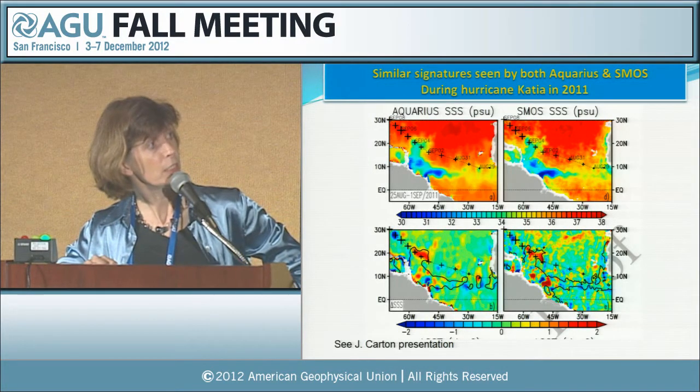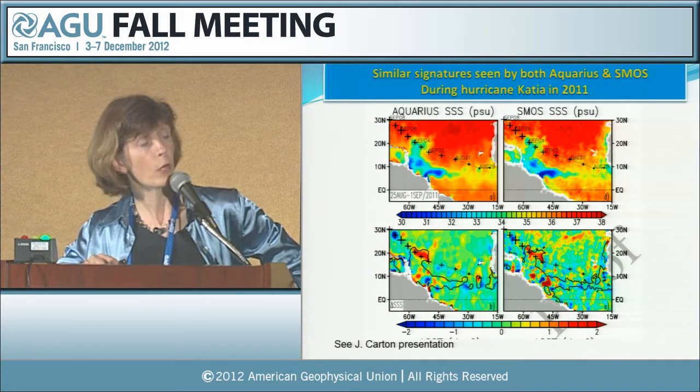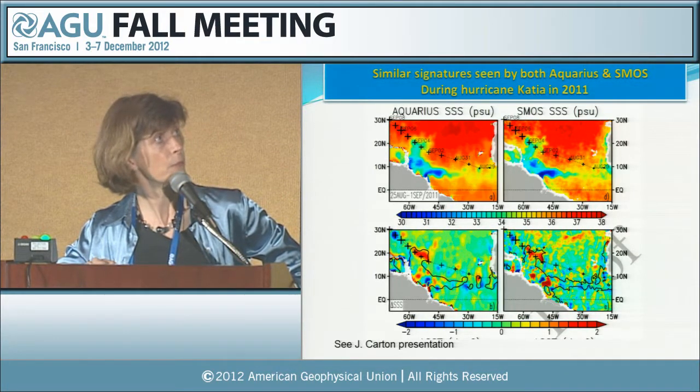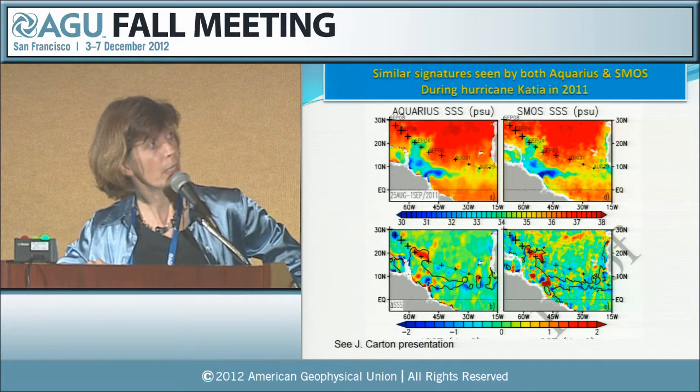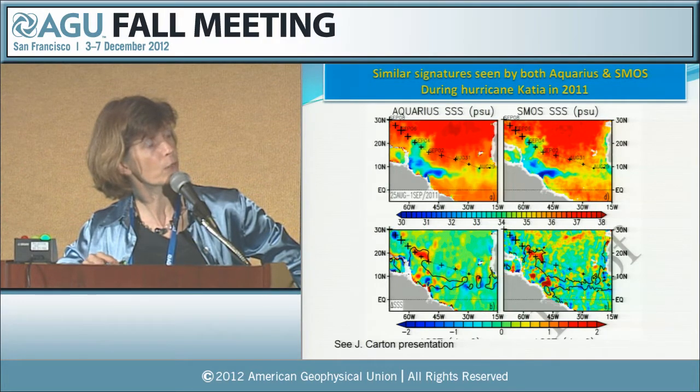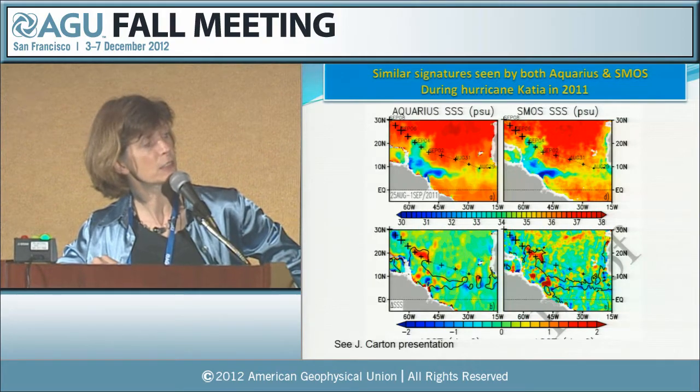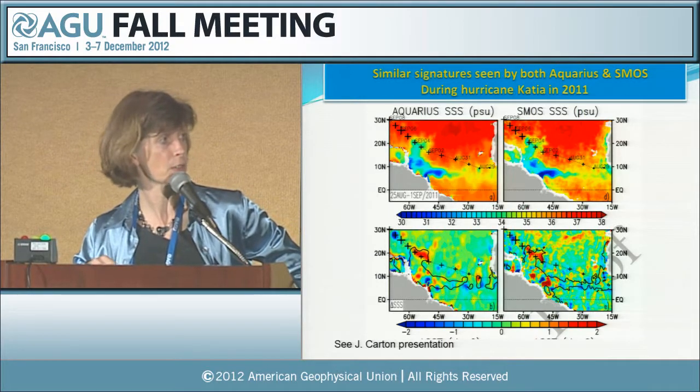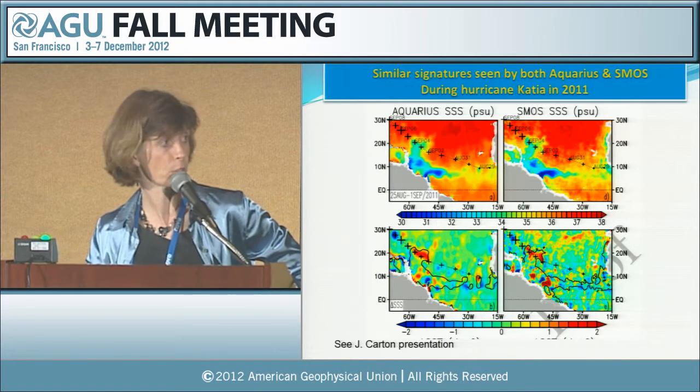After that study, they also worked with the Aquarius team looking at Hurricane Katia, and they ended up with this SMOS salinity and Aquarius salinity around Hurricane Katia, showing again this very large salinity change, seen both on Aquarius and on SMOS after the passage of the hurricane, and this will be more detailed in the next presentation.